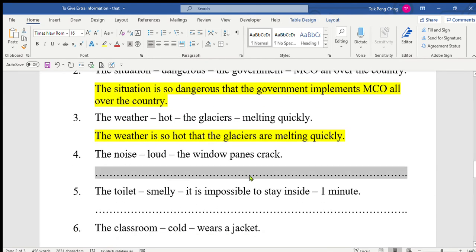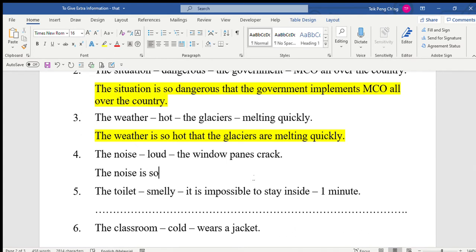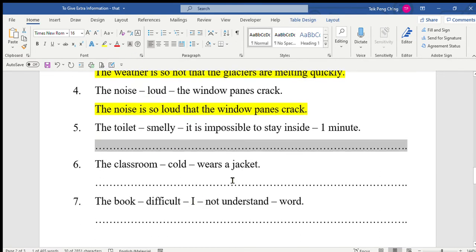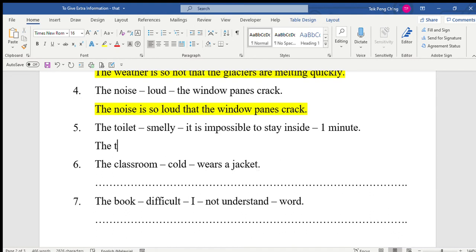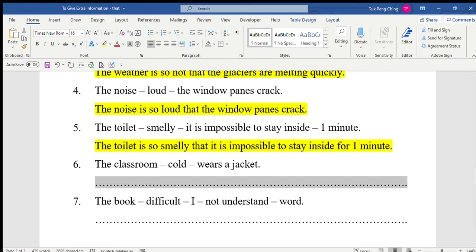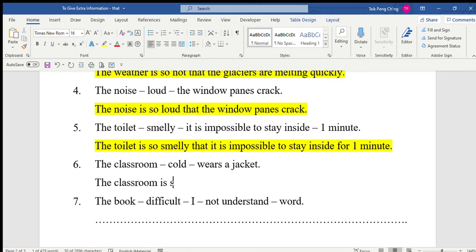Okay, number 4, the noise is so loud that the window panes crack. Number 5, the toilet is so smelly that it is impossible to stay inside for 1 minute. Number 6, the classroom is so cold that every student wears a jacket.